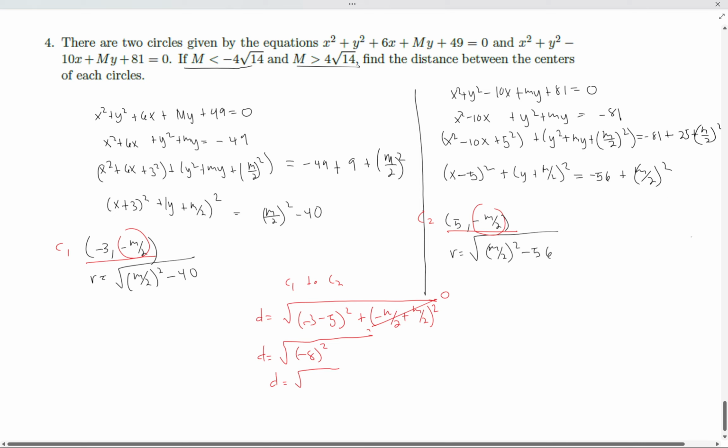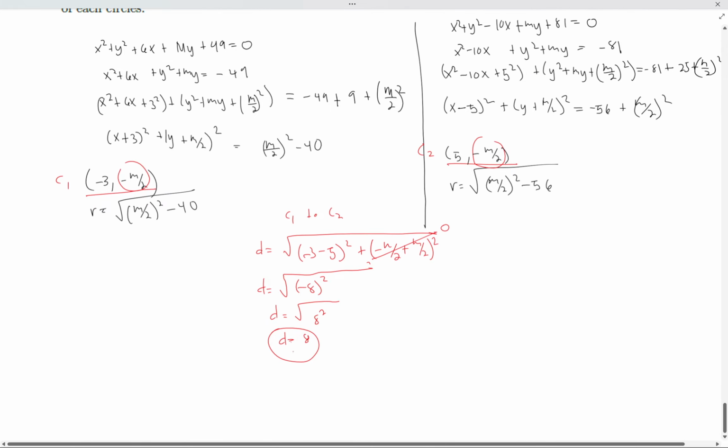So that is the same as positive 8 squared technically. We have a negative sign there, so it's just the same. Since we have a square root and a square there, this is going to be equal to 8. Okay, so now that's the distance between the two centers of those circles.